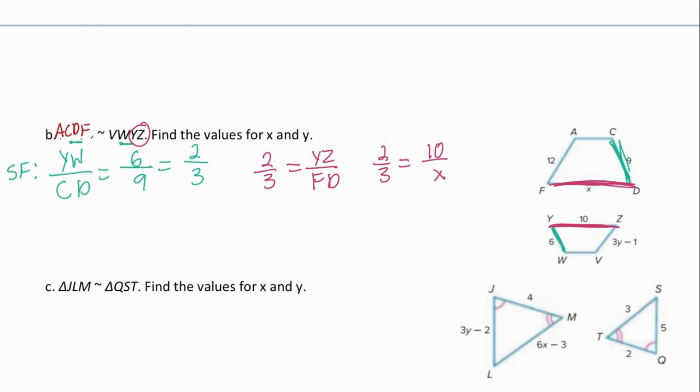And again, we can cross multiply here. So 2 times X is going to be 2X. And 3 times 10 is going to be 30. And then we'll divide both sides by 2, and we should get that X equals 15.